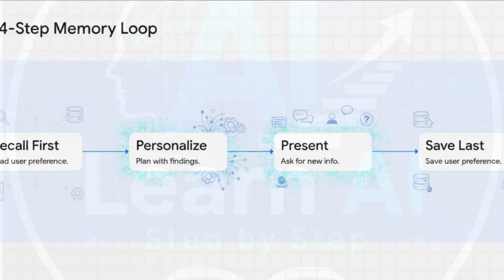We have to give it strict instructions on how to behave systematically. So we guide it with this continuous 4-step loop. Step 1, recall first. Literally at the very start of any interaction, check the database. Step 2, personalize and plan based on whatever it found in that database. Step 3, present the plan, and actively ask the user if there's anything new it needs to learn. And finally, step 4, save last. Before wrapping up, it absolutely must permanently log any new facts the user just shared.